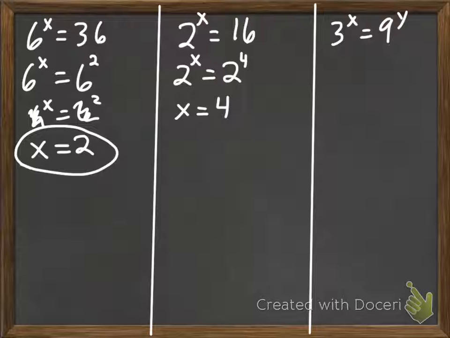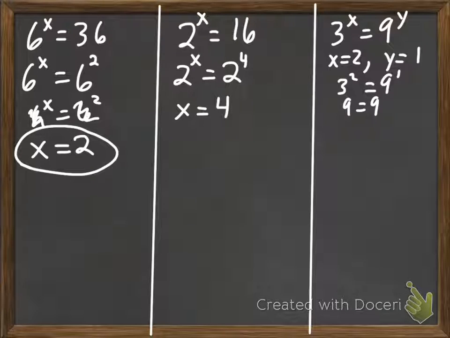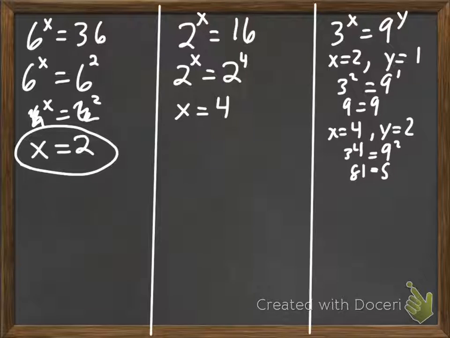For example, if we type in x equals 2 and then y equals 1, so if we did 3 squared equals 9 to the first, you would see that 9 does equal 9. That works. Or you could try something else. If you tried x equals 4 and y equals 2, that would also work. So we get 3 to the fourth equals 9 squared, and so you'd actually get 81 equals 81.